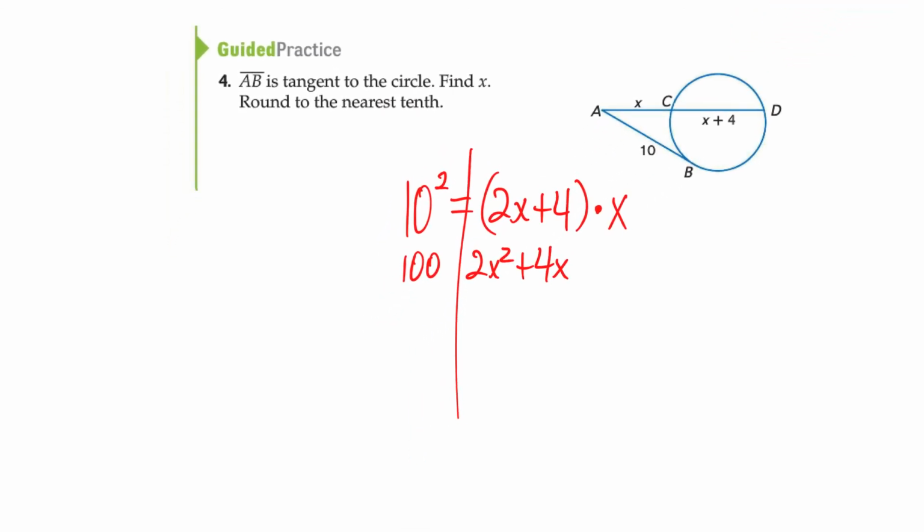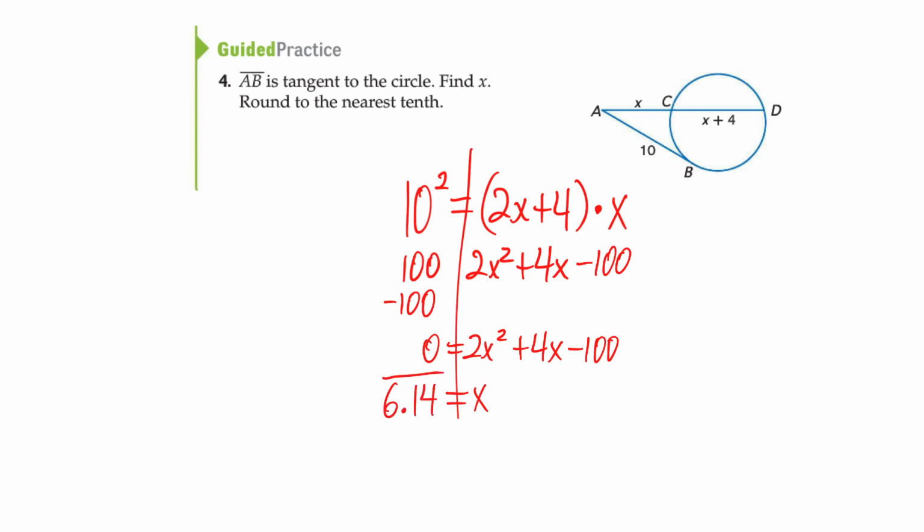Not going to be able to cancel out the x squared terms, so let's go ahead and move this. So 2x squared plus 4x minus 100. Where does it cross? 6.1, 6.14.